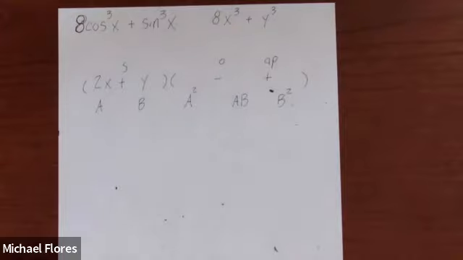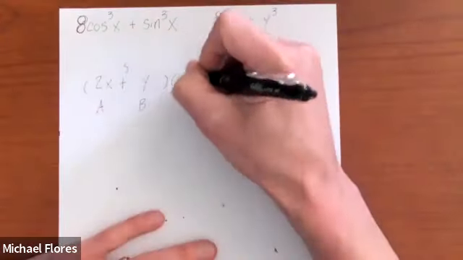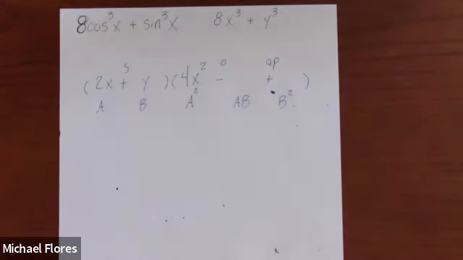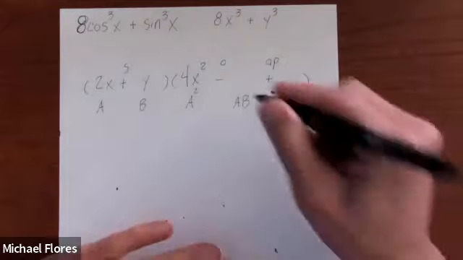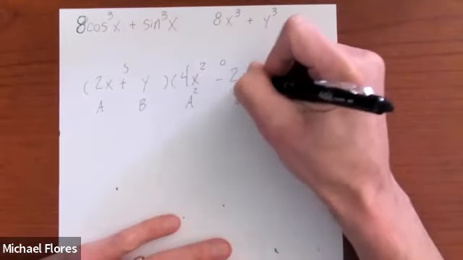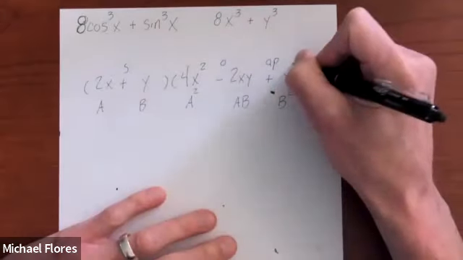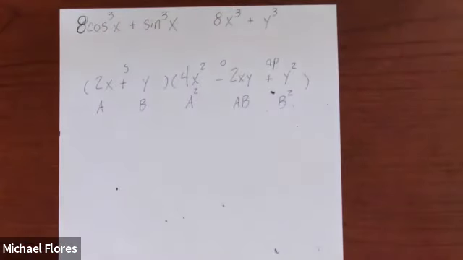So we're going to take our A term, which is 2x, and square it, or 4x squared. We're going to take our A and B term and multiply them, 2xy. Take your B term, which is y, and square it. Now you're going to want to be very, very careful with this one. Are we okay with that? Yeah. Okay, good.